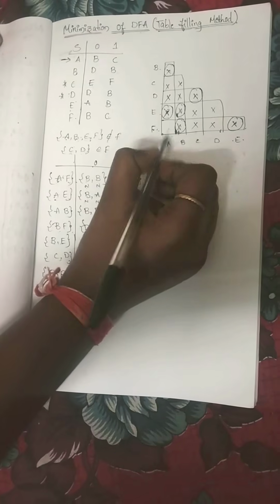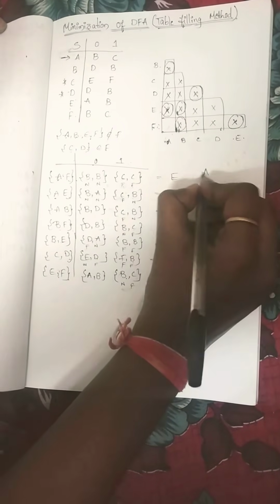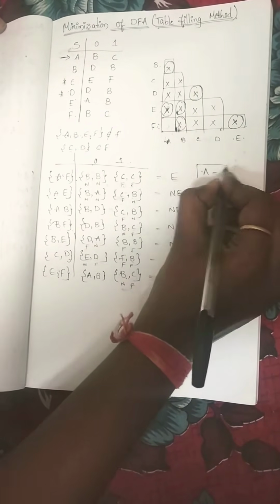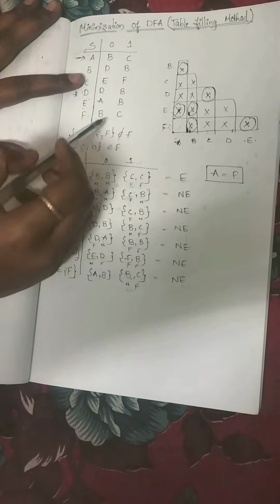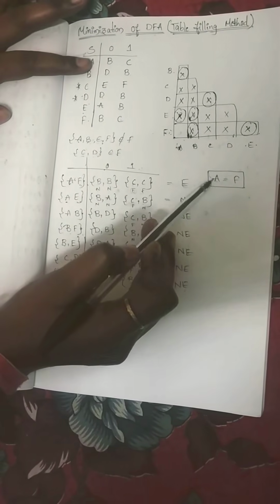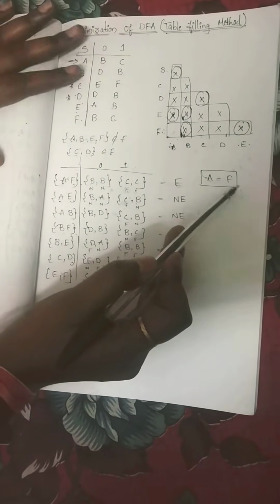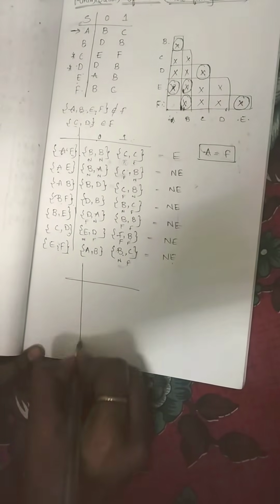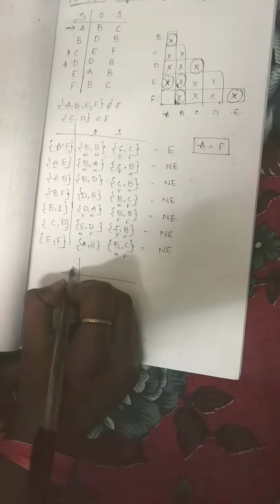Now here is one box left, you can see. Now compare this: A is equal to F, so you need to take A and F. So A is equal to F. Now we have this transition diagram. Now this A we need to replace with F, or else you can replace F with A. Now here we are drawing one transition table.